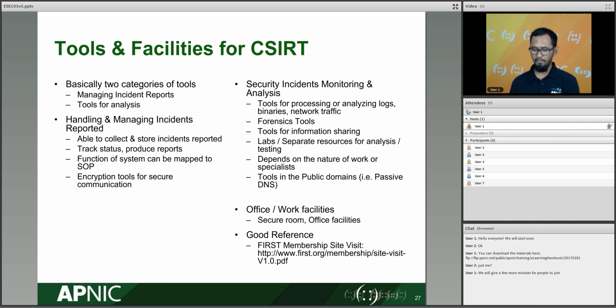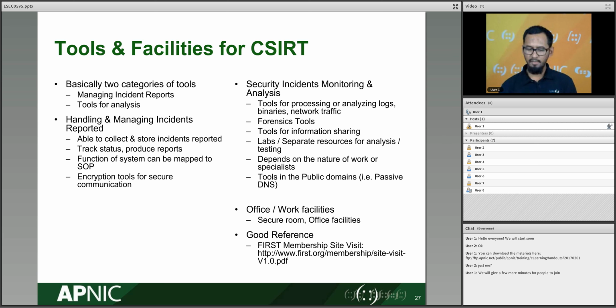And another category of tools or facilities that is needed is for doing the actual investigation. So if you need to do packet analysis, you need some tools for doing that. If you need to do reverse engineering on a piece of malware, you need some tools for that. You need to have access to databases that contain information about other CERTs, other domain names, other organizations. You need access to maybe sandboxes for executing some suspicious executables, that sort of thing.